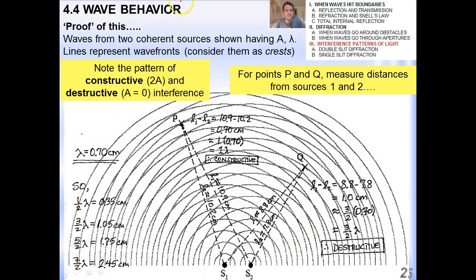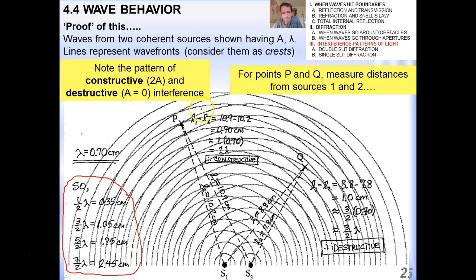Okay, so check this out. What I did was I actually printed this slide out, and I measured using just a centimeter ruler, okay? And I found that the distance between successive crests was about 0.7 centimeters. Okay, you can use whatever units you want. Okay, so here's my table where I'm writing out the actual distances with respect to the wavelengths that would give me destructive interference. Okay, and I just went through and I measured the distance between S1 and point P, S2 and point P. I did the same thing for Q, and check this out.